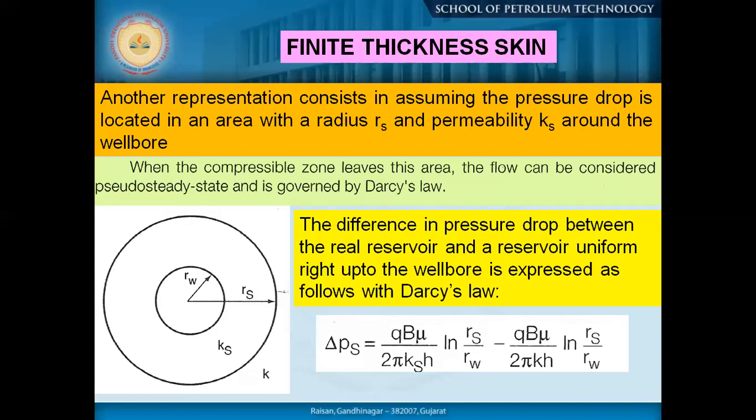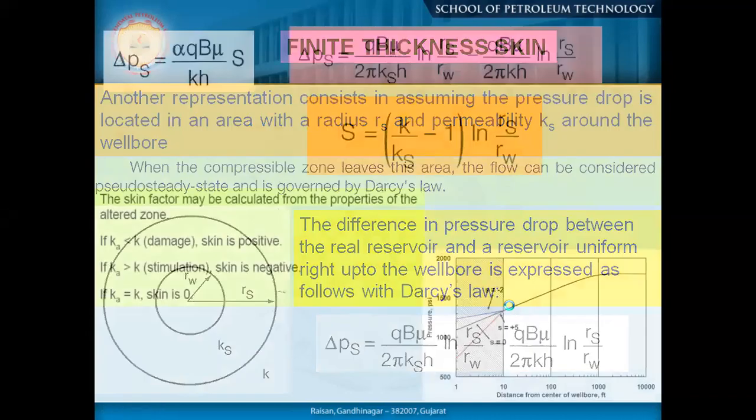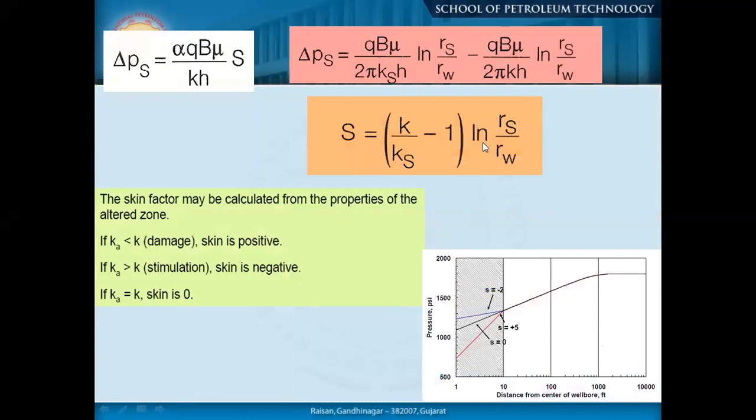So the difference of pressure drop between the real reservoir and the uniform reservoir up to the wellbore is expressed including this. If you have finite skin, you can express it in terms of two radii: one is the radius of your well, and another is the radius of your skin. That gives you the formulation on a logarithm scale, so you can see here the skin: (K minus Ks) divided by Ks, into ln(Rs/Rw). So the skin factor may be calculated from the properties of the altered zone.